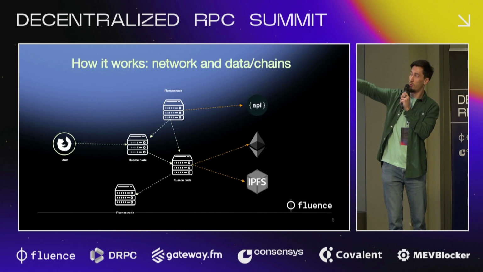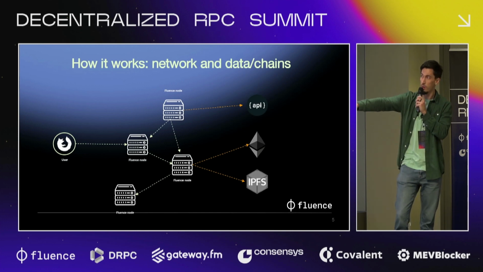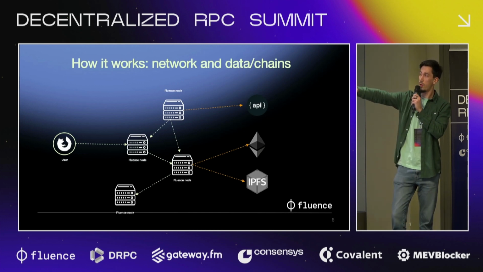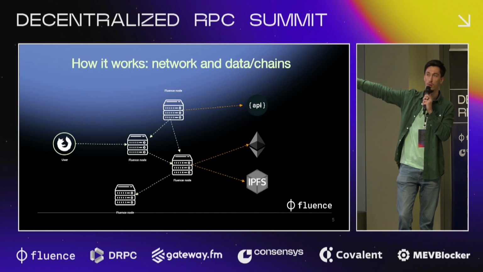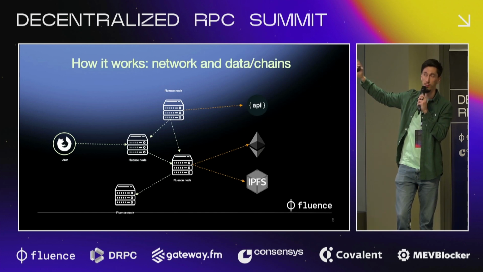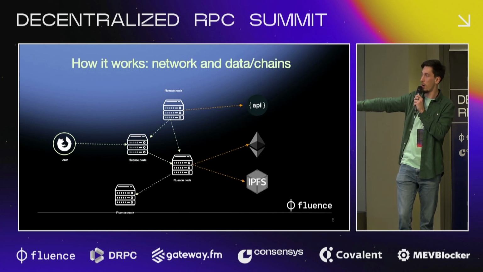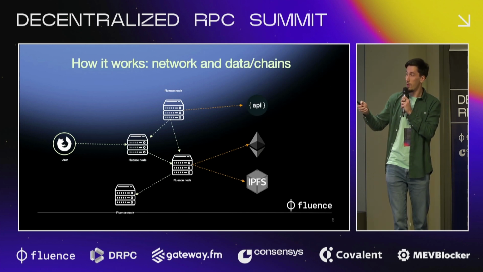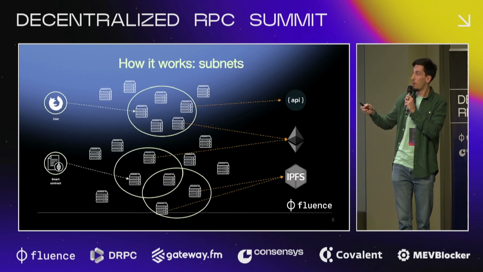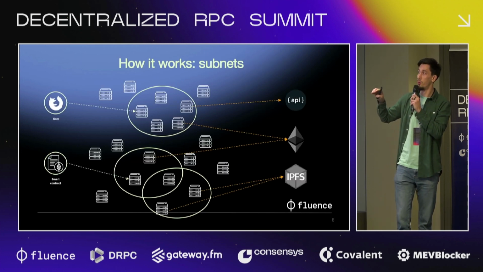So roughly the network looks like this. These are Fluence nodes run by different compute providers on the network. They can all execute any kind of code, and they are plugged to different external networks or Web2 infrastructure. They can call HTTP APIs and traditional cloud services, but they are also connected to blockchains, IPFS, any kind of Web3 infrastructure. Then they are organized into what we call subnets.